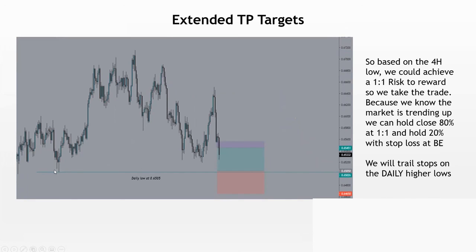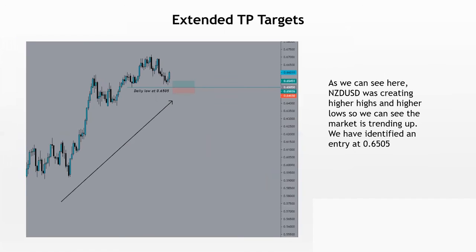So taking this trade here, guys, we could achieve a 1-to-1 risk to reward based on the 4-hour low. And that is just targeting the wick here. So because of that, this trade is okay to take. We're happy taking a 1-to-1 trade. But you can see the daily is in a nice uptrend.